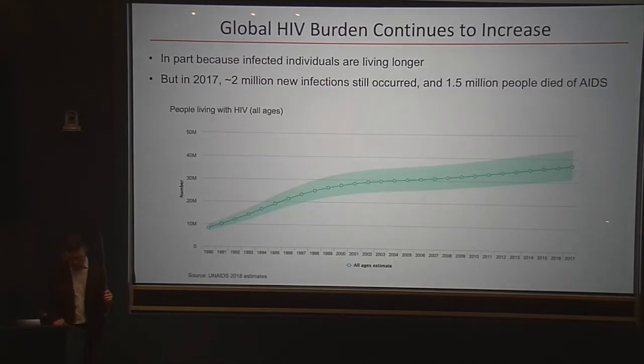So even though we have these powerful medications, the rates of HIV infection around the world continue to increase over time. And partly, this is because people who are infected are living longer, right? So we're not losing them from these charts, so that's a good thing. But a lot of people are still getting infected. We still have, in 2017, 2 million new infections, and we still have 1.5 million people in the world in that year dying of AIDS, even though those medications are available.